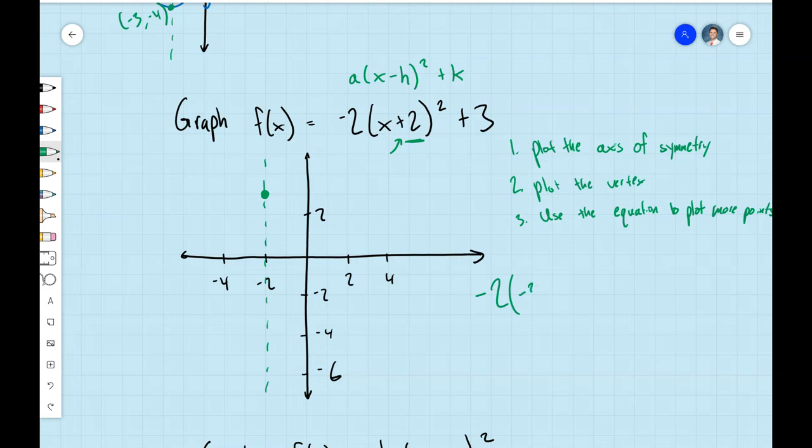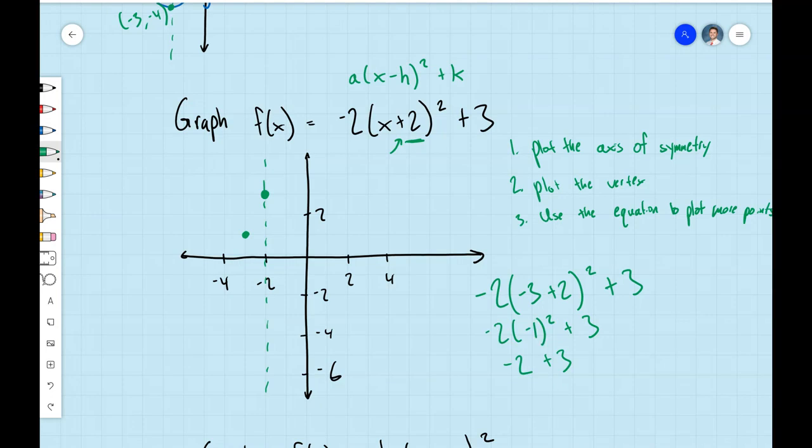So let's solve when x is negative 3. Negative 3 plus 2 is negative 1. And negative 1 squared is 1. So we have negative 2 times 1, which is negative 2, plus 3. And we get positive 1. So when x is negative 3, f of x is positive 1. So we can go ahead and graph that point.